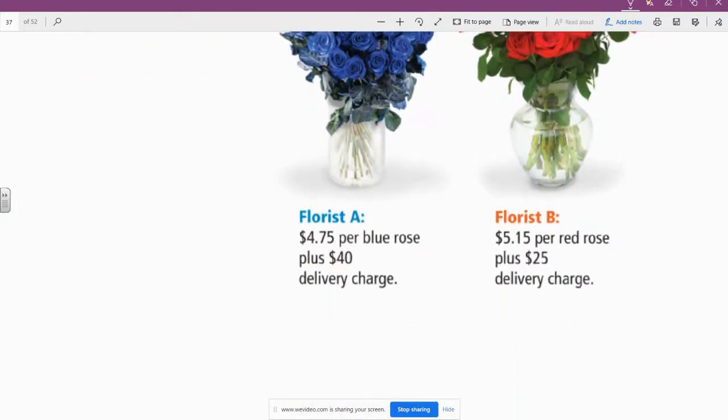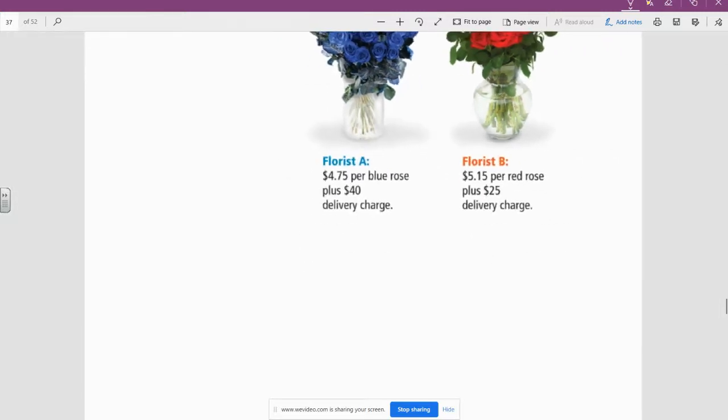Florist A charges $4.75 per blue rose plus a $40 delivery charge. That's a lot of money there. You'd hopefully have to buy a lot of roses to want to pay that $40 delivery price. And then florist B is $5.15 per red rose, but only a $25 delivery fee. I still think that's a lot, but the storyline is as is.